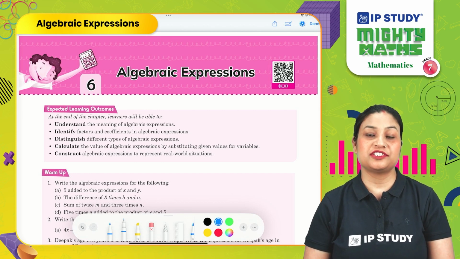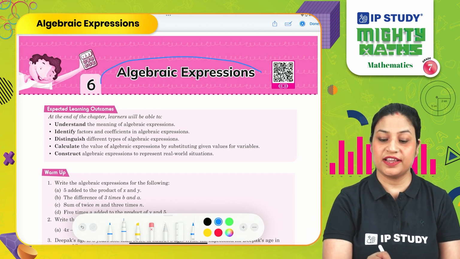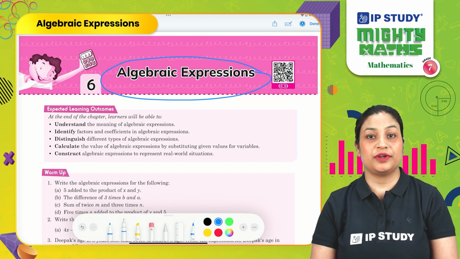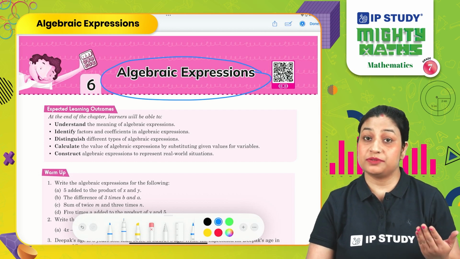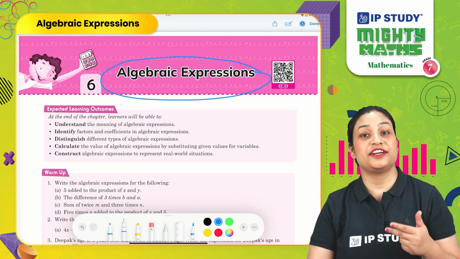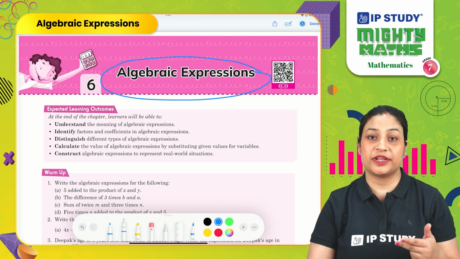Today I am going to take chapter number 6 of grade 7 and the name of the chapter is Algebraic Expressions. So let's quickly see what are the topics that we are going to cover in this lecture. First of all, we will discuss what an algebraic expression is. Next, we will discuss the different terms related to algebraic expressions, like coefficient, factors, constants, variable.